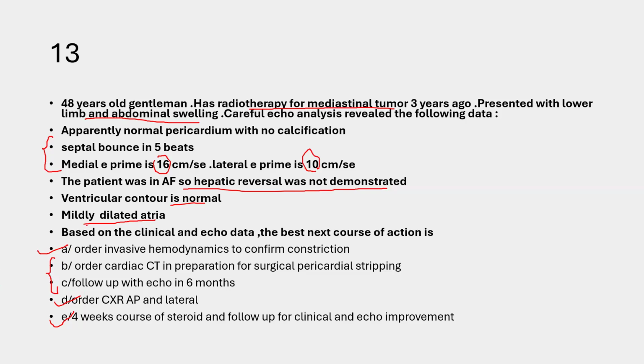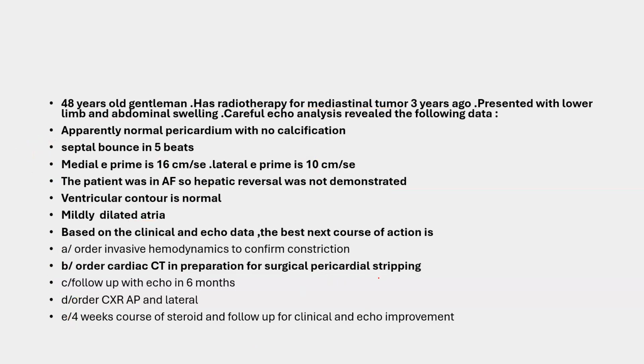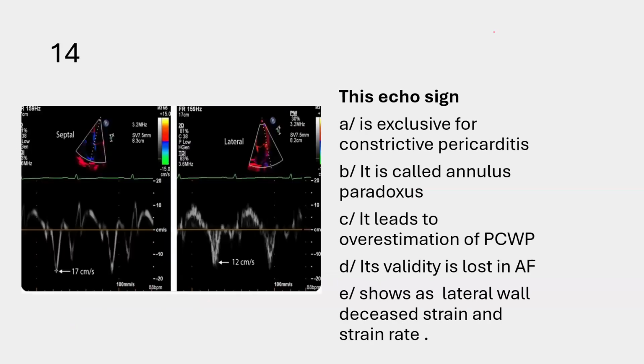If this is a sign of constriction, septal bounce, yes. Medial E prime 16 and lateral is 10. Is it a sign of constriction? Yes. So these 2 signs of constriction are enough to diagnose constriction in this patient. So this patient is having constrictive pericarditis, and we have just to go for B, order cardiac CT in preparation for surgical pericardial stripping. I'm going to show you this one, don't worry.